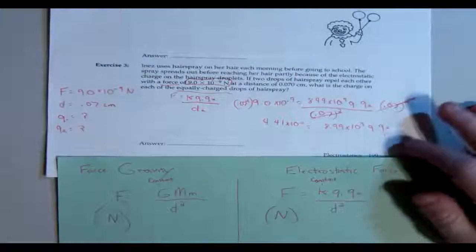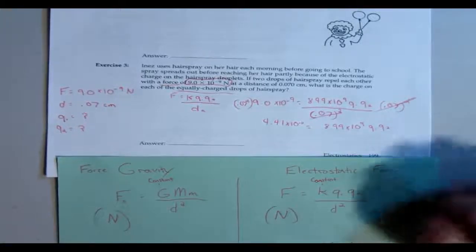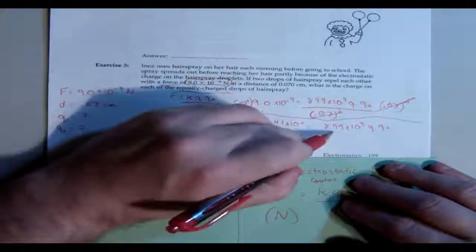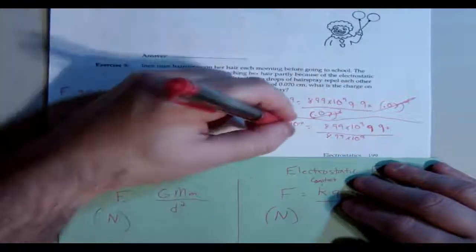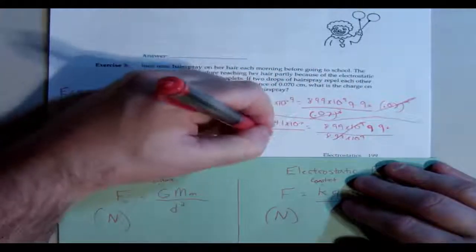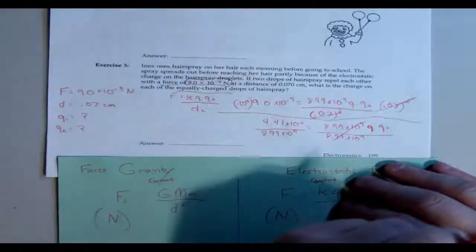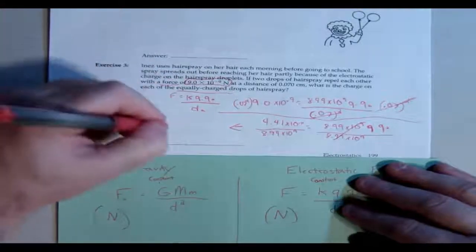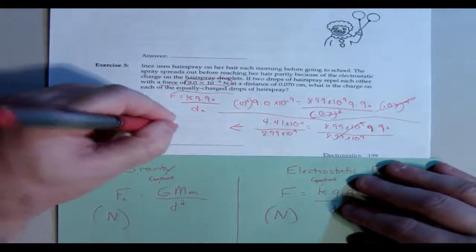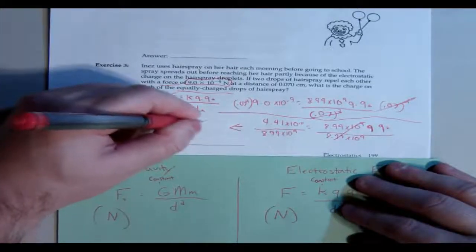We know they're the same charge, right? So I'm going to put a line over here so we know they're separate. Next, I need to get rid of this. These are Q's, by the way, Q1, Q2. So I'm going to divide this side by 8.99 times 10 to the 9th. That cancels them. Divide the left side by 8.99 times 10 to the 9th. And that should give me about 4.91 times 10 to the minus 21.